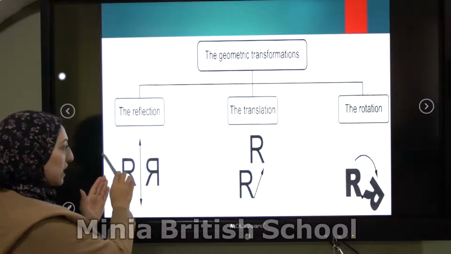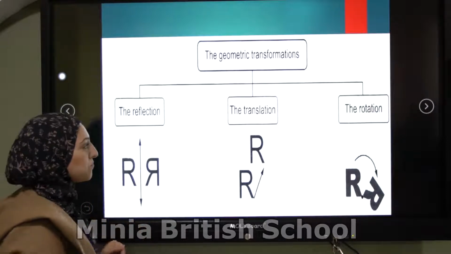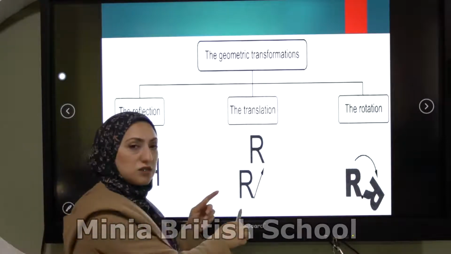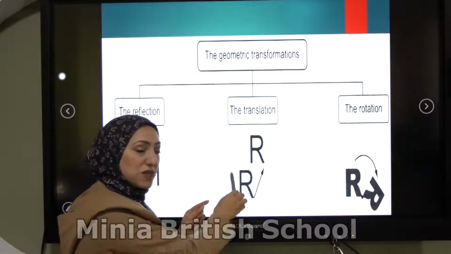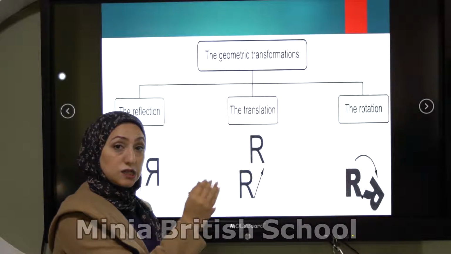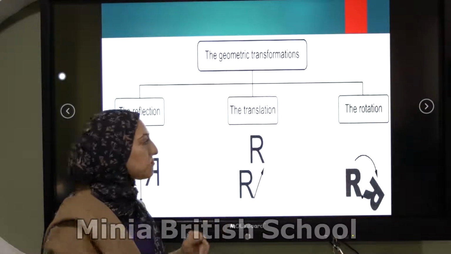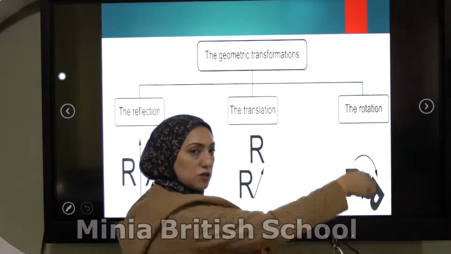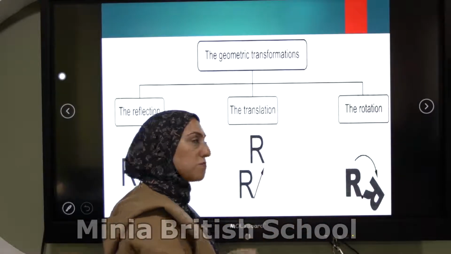Here, the reflection, like a mirror. Here, translation, to move from its place in a specific distance and direction. And rotation, which goes round.